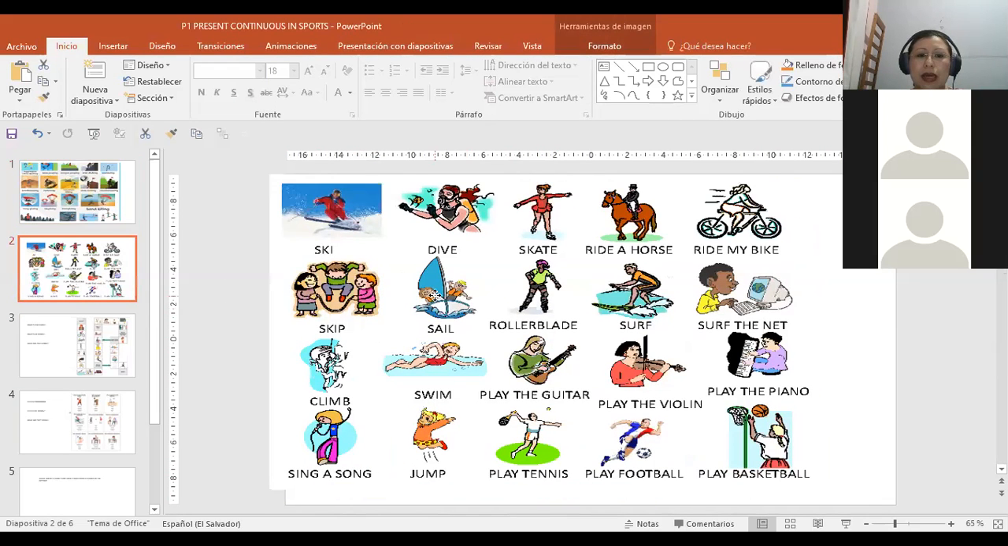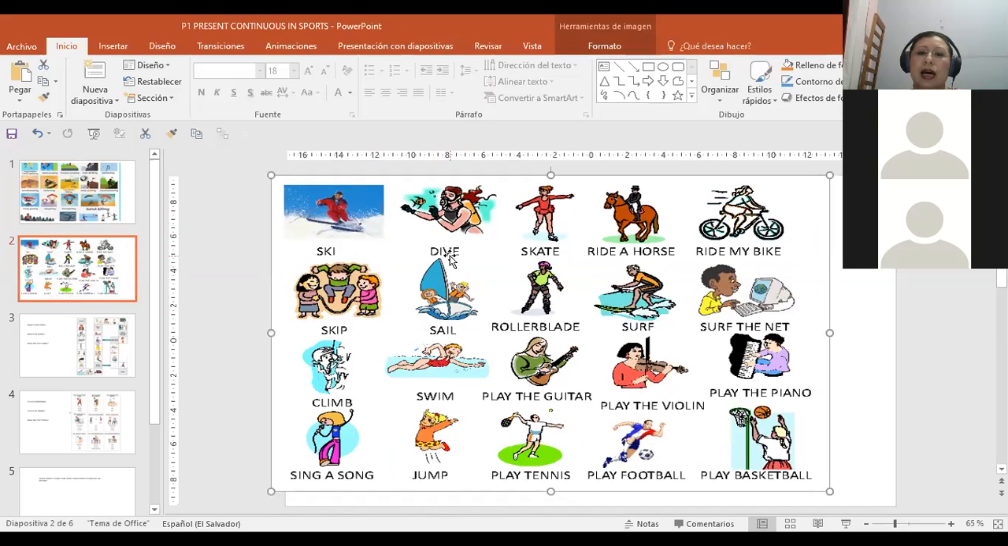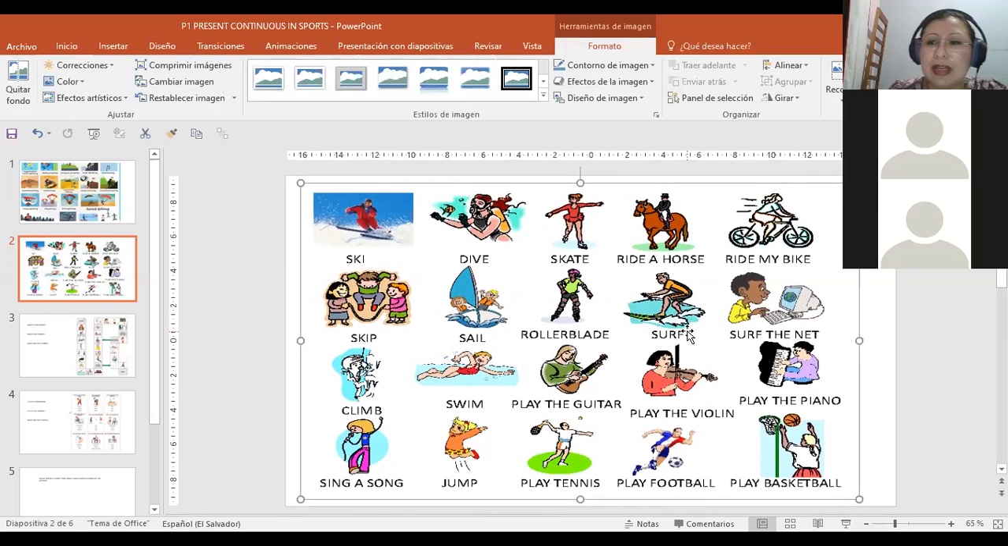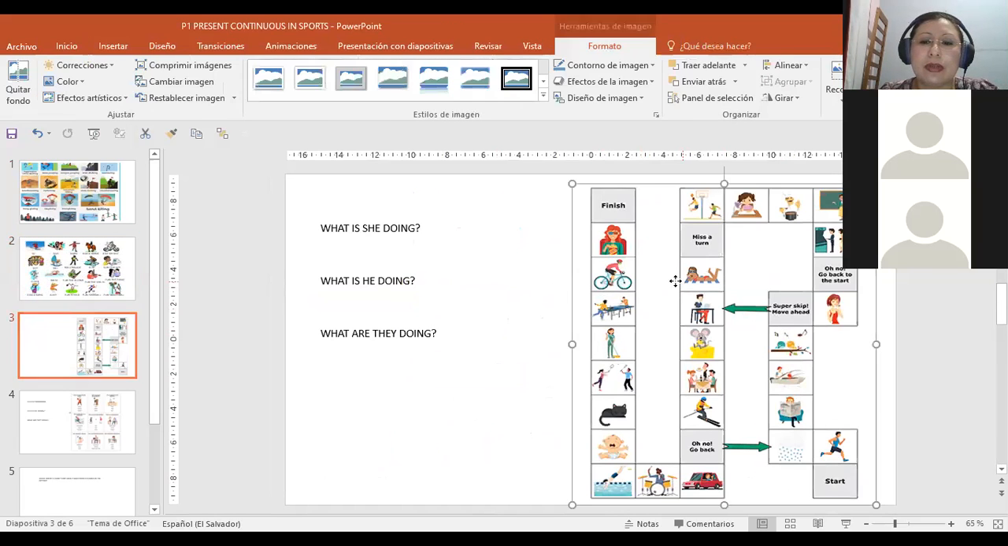Here I have other that maybe are a little bit more common, like ski, dive, skate, ride a horse, ride my bike, skip, sail, rollerblade, blade, surf the net, which is not a sport exactly, but they consider it as a sport. So climb, swim, play the guitar, play the violin, play the piano, sing a song, jump, play tennis, play football, play basketball. Okay, so those are sports. So that's part of a new vocabulary that I have for you. But now I would like that we can work together by doing this.